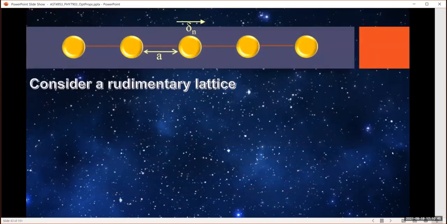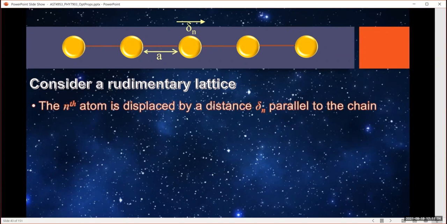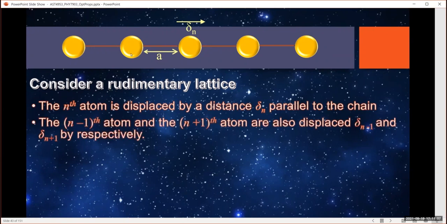So let's consider this nice, simple, one-dimensional rudimentary lattice. Each one of these is an atom or molecule. They are separated by a distance a, and this one here, this is the nth particle, and it's going to be displaced in that direction by a distance delta n. So my nth atom is displaced by a distance delta n, and it's parallel to the chain of atoms. My n plus 1th, that would be this one, and n minus 1th, that's this one, are also displaced by delta n minus 1 and delta n plus 1.